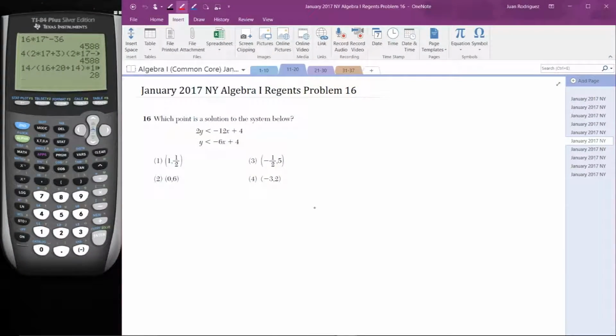Here's number 16. Which point is a solution to the system below? 2y is less than negative 12x plus 4, and y is less than negative 6x plus 4. So one of these answers is it: (1, 1/2), (0, 6), (1/2, -1/2)... 5, or (-3, 2).